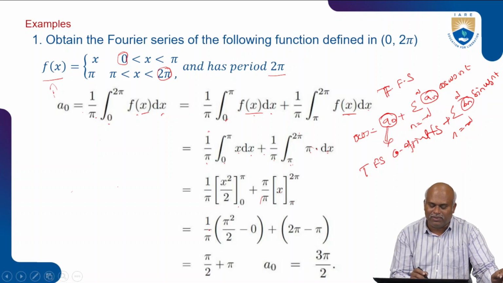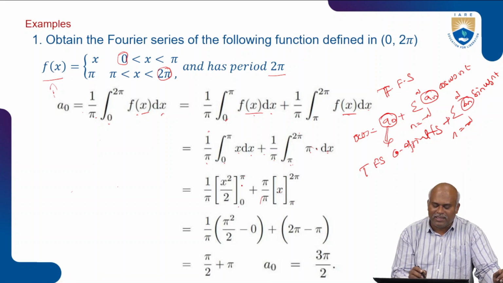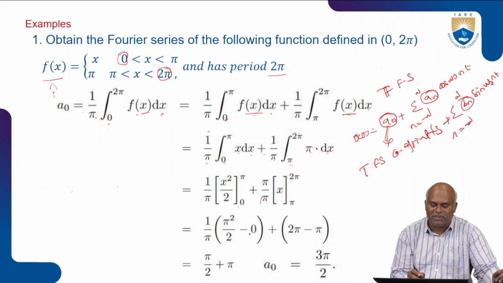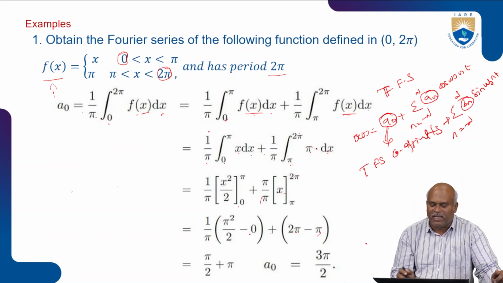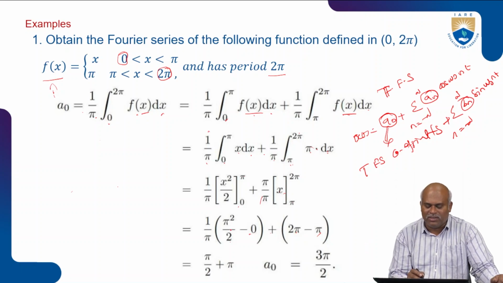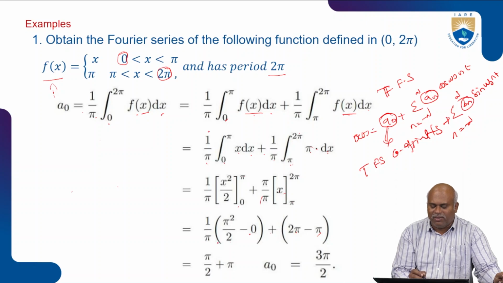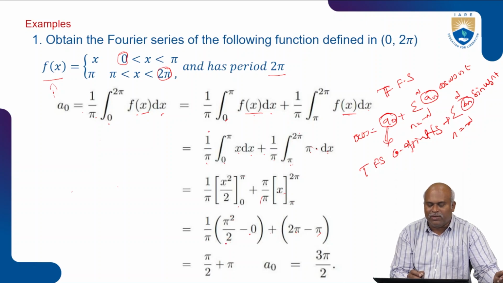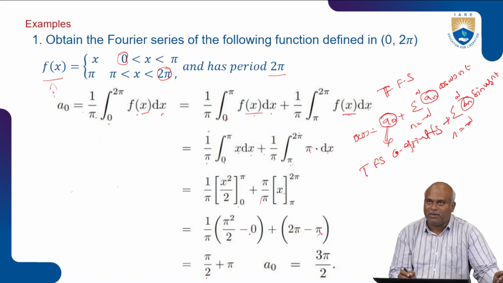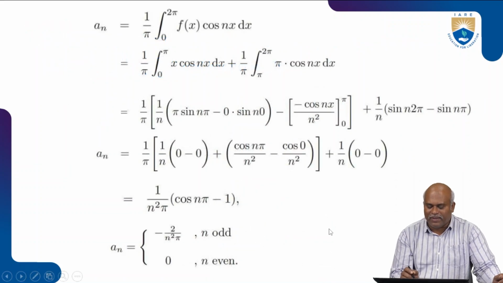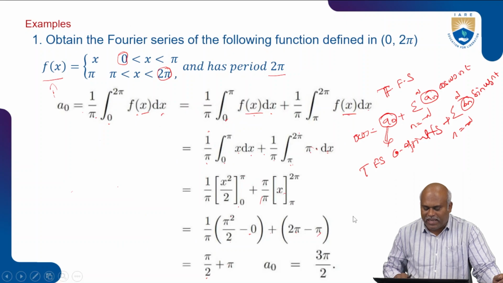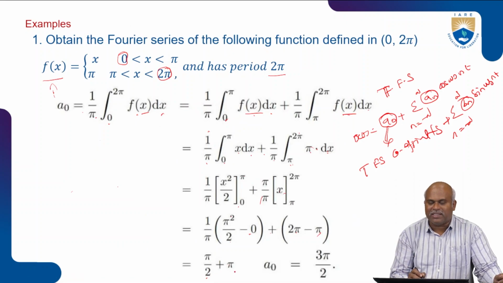We need to substitute, all in 1 by 2 pi. This is pi square divided by 2 minus 0, plus 2 pi minus pi. Now we need to simplify all the values. This is 0. Then pi square divided by 2 pi, pi is cancelled, pi by 2. So 2 pi minus pi is represented as pi. So we get pi by 2 plus pi.